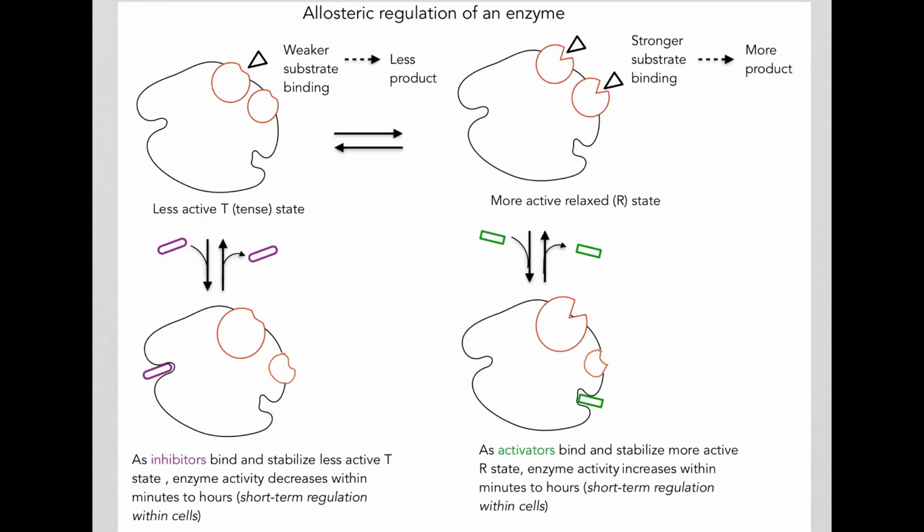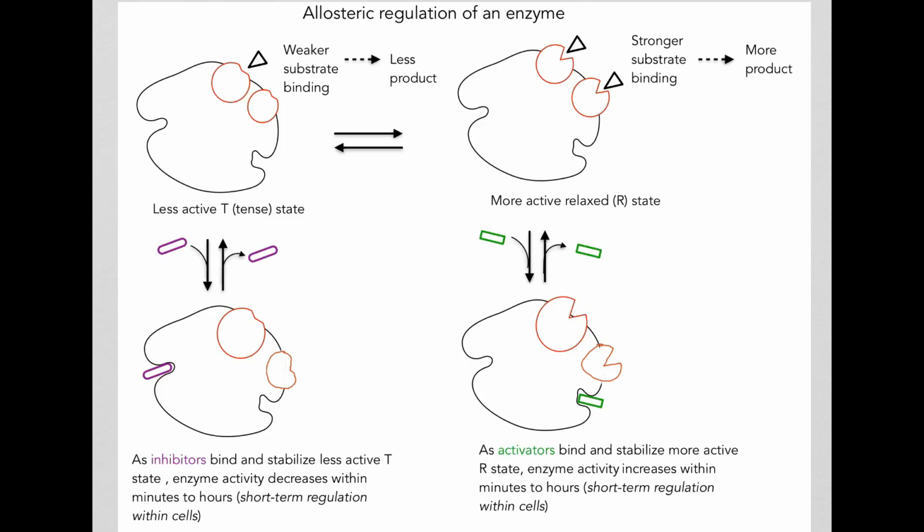Let's see how the allosteric enzymes are regulated. Here's the basic concept. These allosteric enzymes can either exist in their T state, or tense state, which is the less active form of the enzyme. So there is less substrate bound, less product formed because this is a less active form of the enzyme. Or the enzyme can also exist in the relaxed state, R state, which is the more active form of the enzyme. So here we have a stronger substrate binding and therefore more product is formed for the R state.